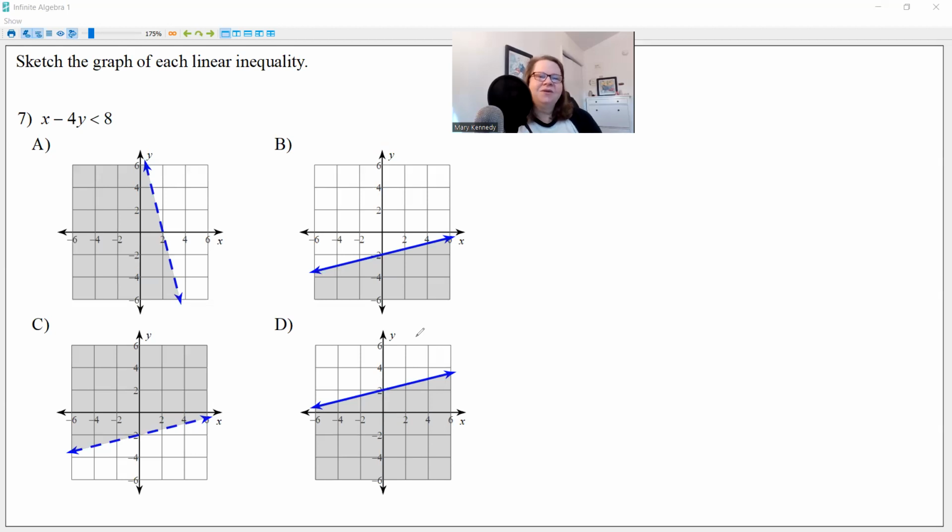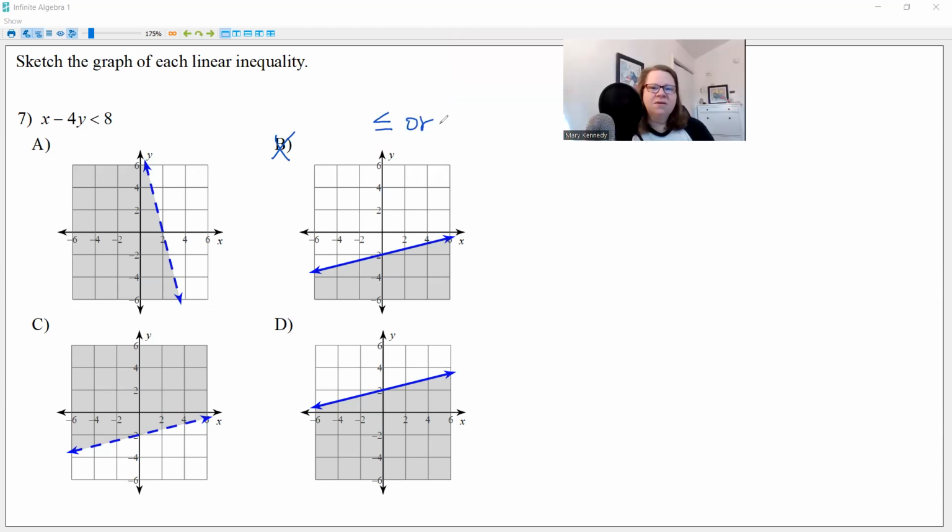So think about when you're graphing a linear inequality, the greater than or less than sign is very important in terms of the dashed and the solid line. So this one is just less than, which means it has to be a dashed line. So it's either A or C at this point. Solid lines would mean it was less than or equal to, or greater than or equal to. Let me slide that over. Okay, so we know it's not B or D.